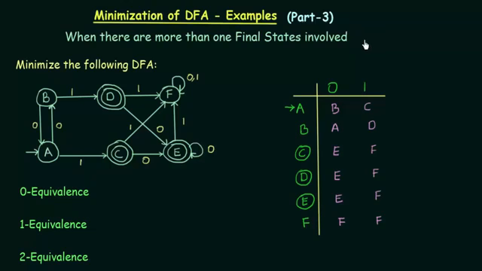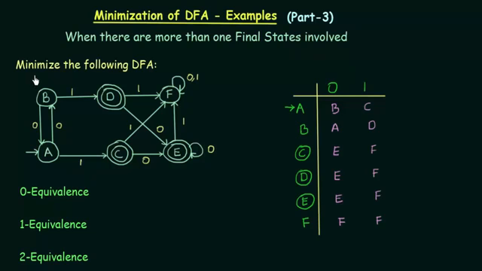In the previous two lectures, we have seen two examples of minimizing DFAs, and in this lecture we will be seeing another example of minimization of DFA when there are more than one final states involved. In the previous two lectures, the examples that we solved had only one final state, but in this lecture we will see how to minimize a DFA when there is more than one final state. Okay, so let's see how we can do this.